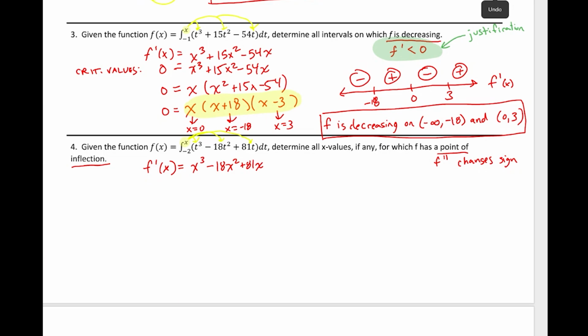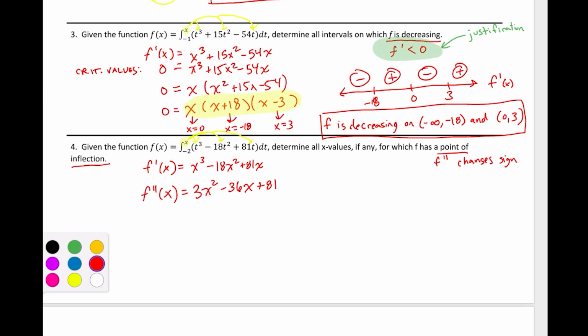So we got f prime, but we need some information about f double prime. So we're going to have to differentiate f prime. We could just use power rule here. 3x squared minus, 2 times 18 would be 36, and then plus 81. Now let's find our subcritical values here, which we'll find the same way that we did in number 3, just for the second derivative instead of the first.